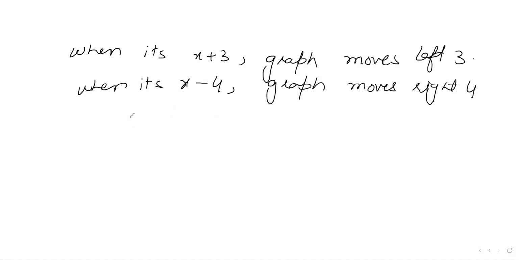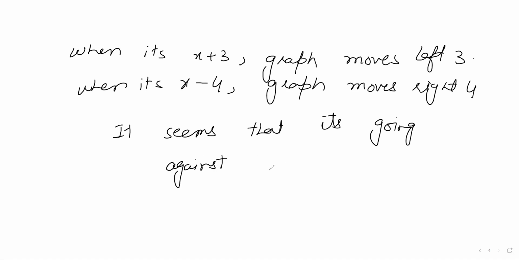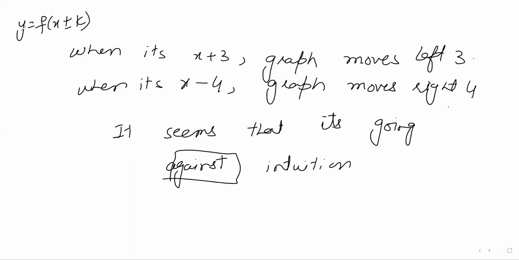So what is happening? It seems that it's going against intuition. Because definitely plus means right, but it's going left. Negative means left, but it's going right. So it's going against what our intuition thinks. And this is the case when y is equal to f of x plus or minus k. Did you get the point? Yes, I got it.